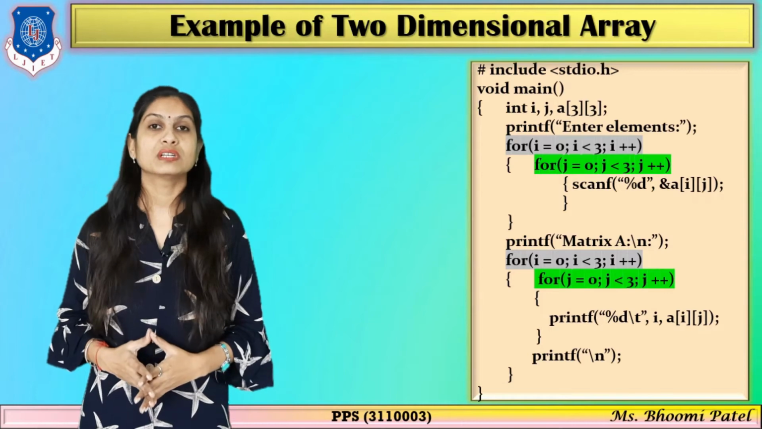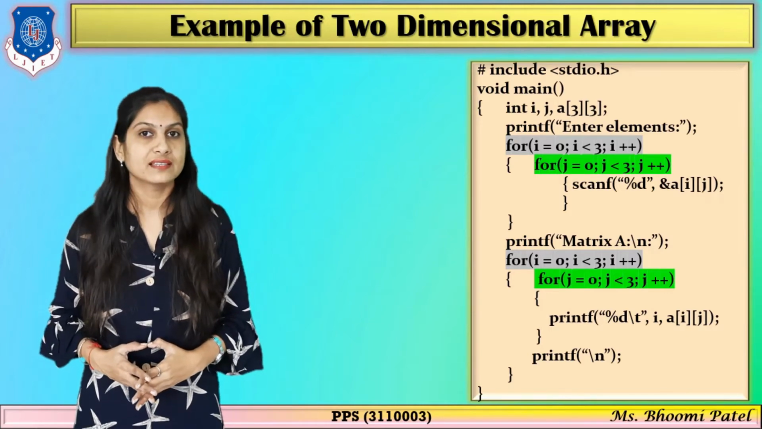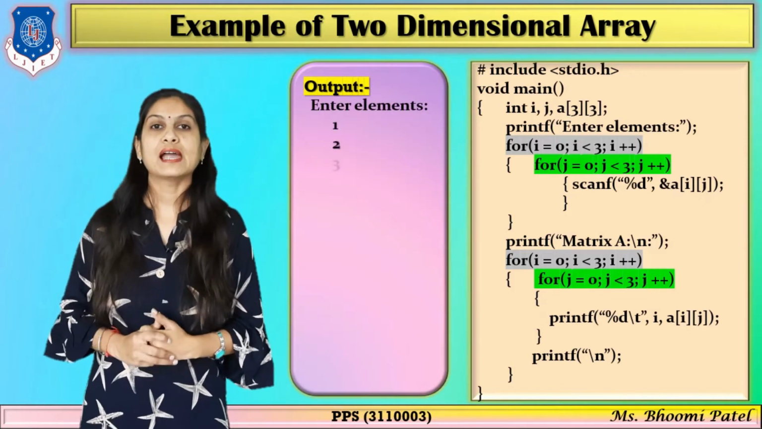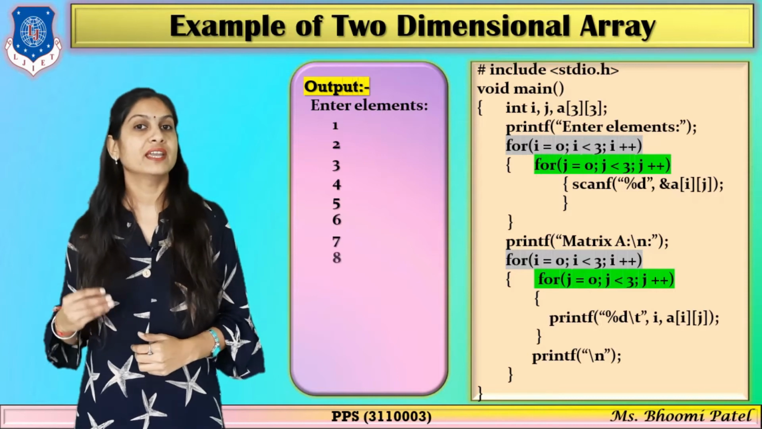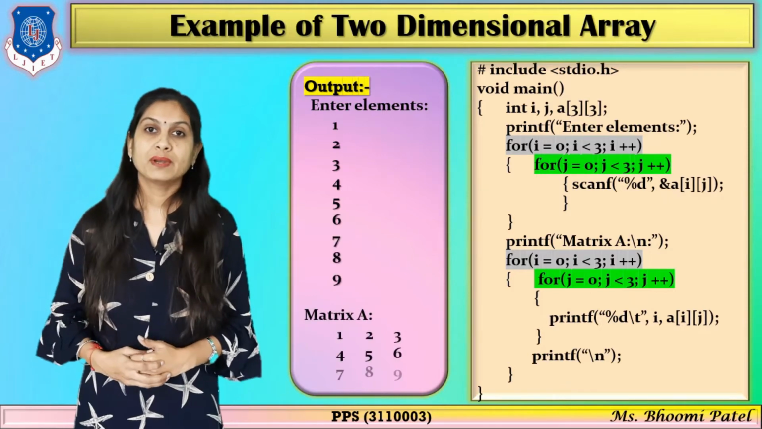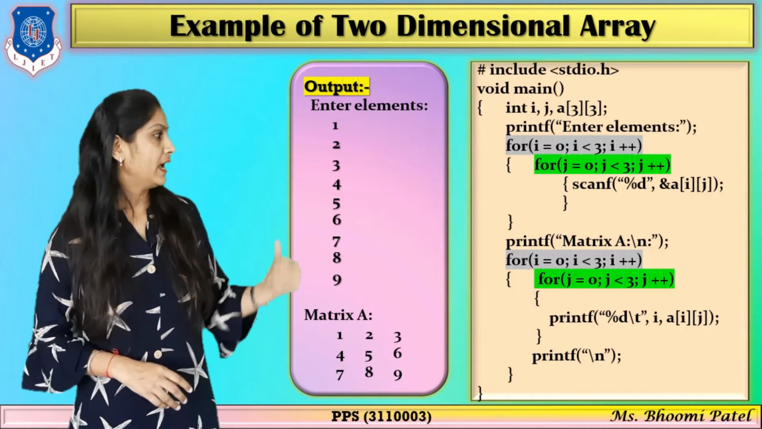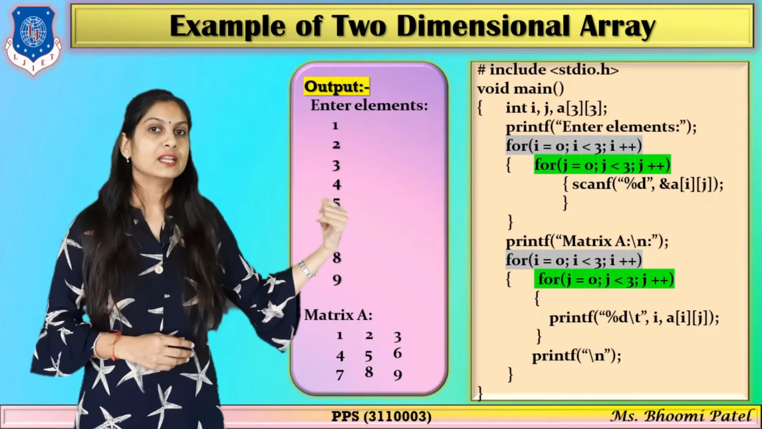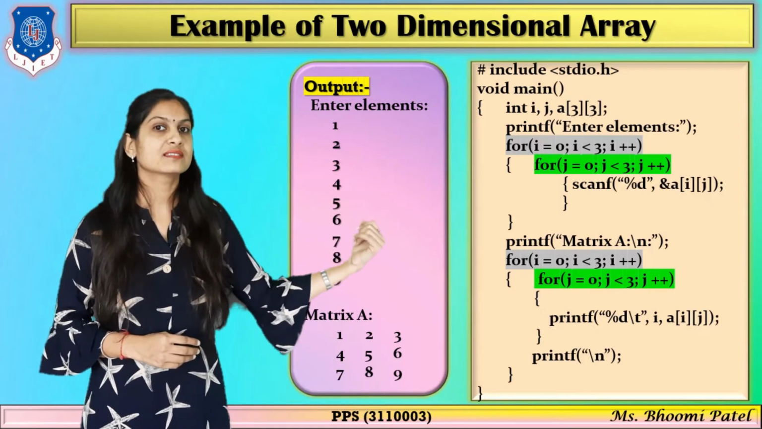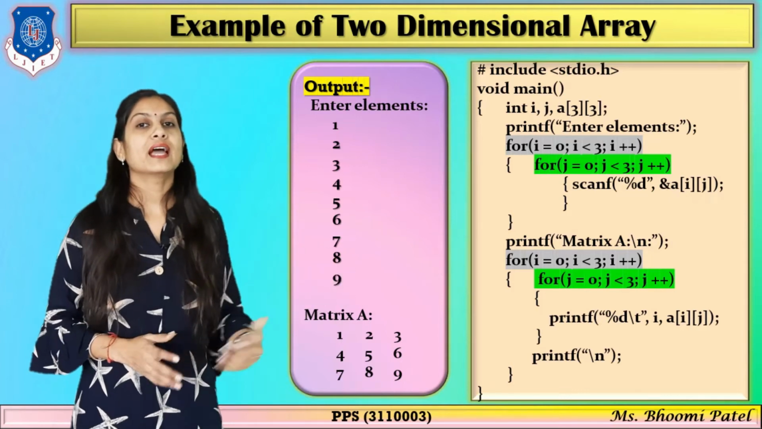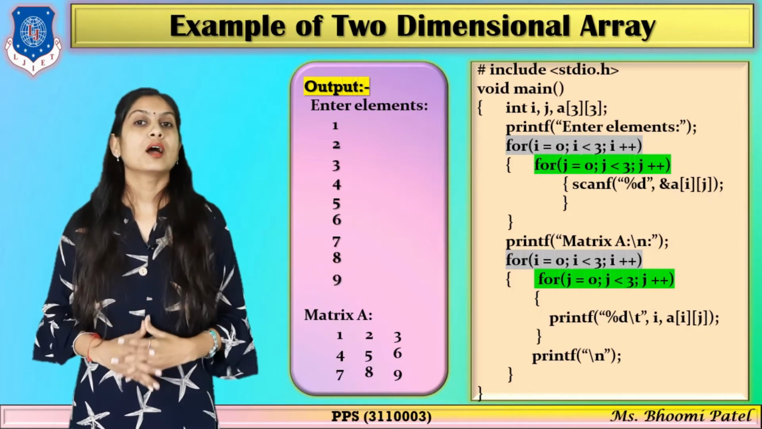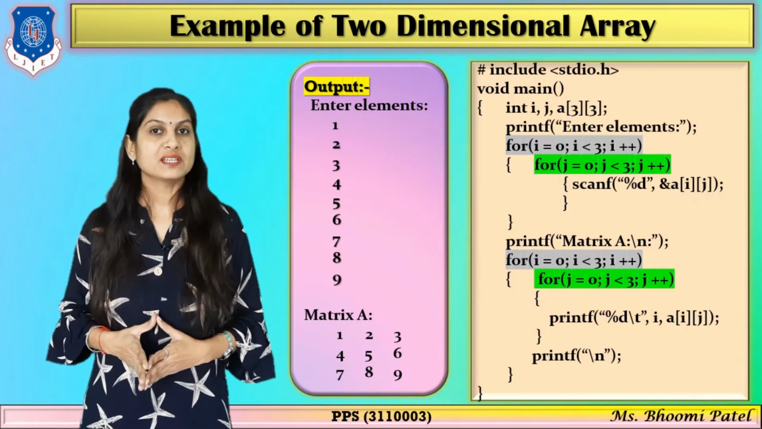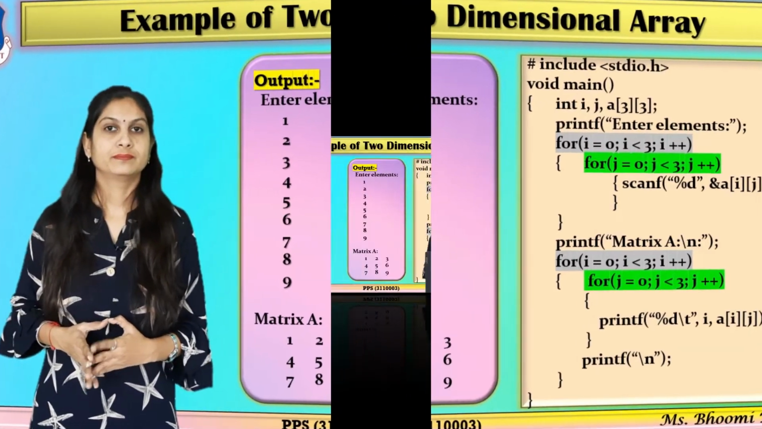You have to enter a total of 9 elements, because we have taken the example 3 cross 3. So the message is like enter elements, and suppose you are entering 1 2 3 4 5 6 7 8 9, then the output will be displayed the same but in matrix form. Just like this, matrix A equals 1 2 3 in the first row, then 4 5 6 in the second row, and then 7 8 9 in the third row. Clear? So this is about the two-dimensional array. We will see more about this two-dimensional array in our practical session.